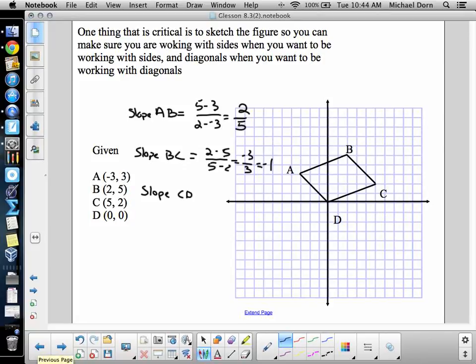Then I find the slope of CD. Notice I'm labeling what I'm finding. Then I show the math of what I'm finding. So the slope of CD would be 0 minus 2 over 0 minus 5. That's negative 2 over negative 5, which is 2/5. Aha, these two are parallel.